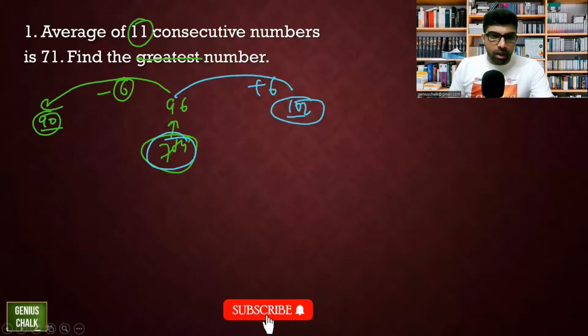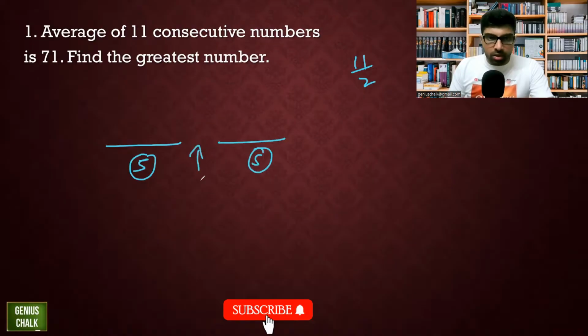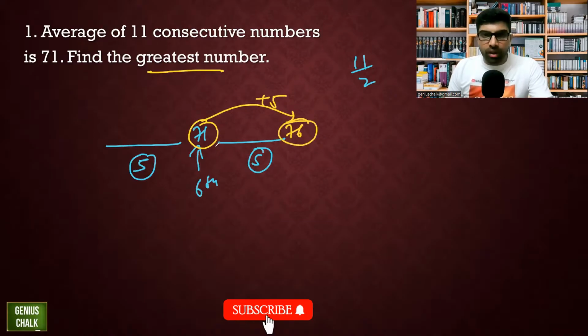And the similar thing you can apply in this. What is it? 11. 11 by 2 is 5.5. We take the integer value. So 5 observations this side, 5 observations this side, and the 6th observation has to be 71. And all these numbers are consecutive. So after this, there must be 5 numbers. If it is asking the greatest number, then 71 plus 5, 76. This has to be my answer. I hope this concept is clear. So there is no need to write all of them. Just observe, 11 by 2 is 5. So 71 plus 5, 76 is my answer.